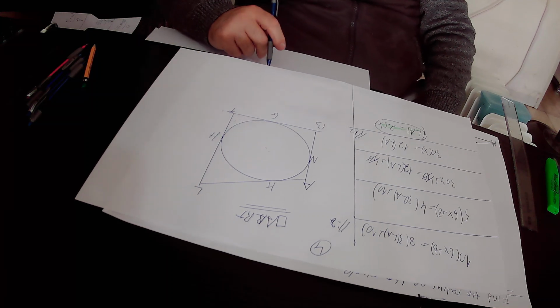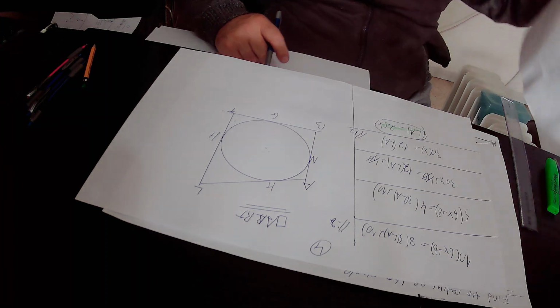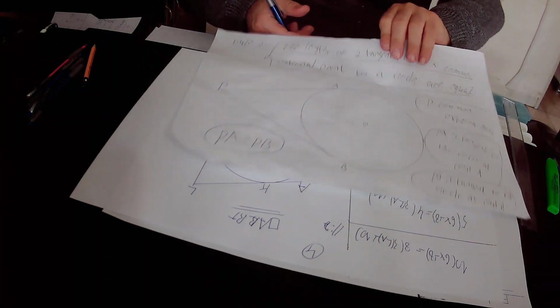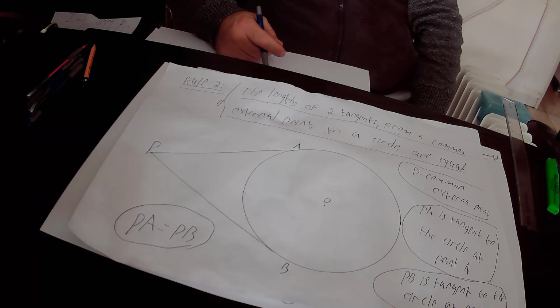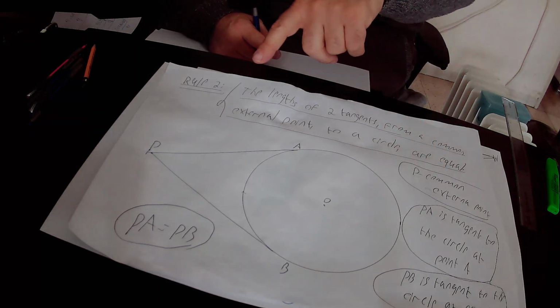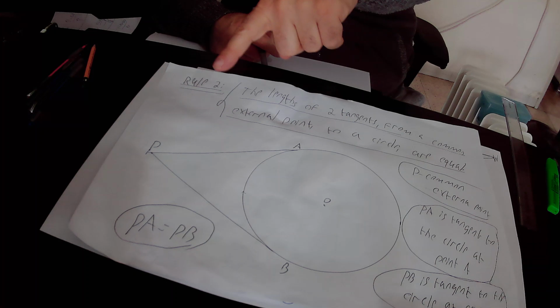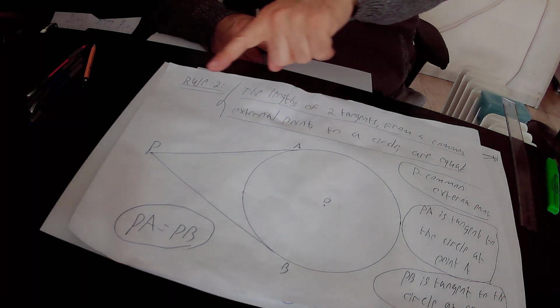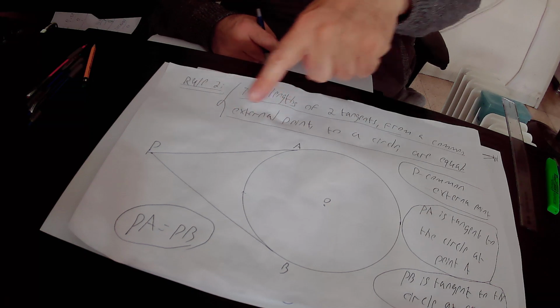Here we can implement rule 2. I'll repeat it again quickly. According to rule 2, the lengths of two tangents from a common external point to a circle are equal. In the drawing we have a circle and a common external point P. From P we have two tangents to this circle, tangent PA and tangent PB, and according to rule 2 they are equal to each other. That is to say, PA equals PB.